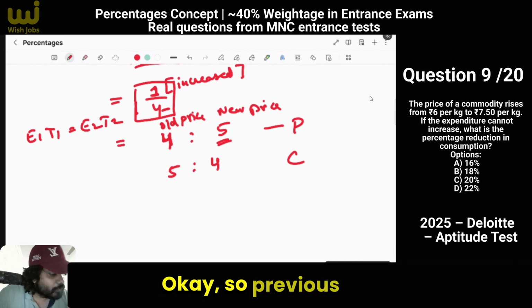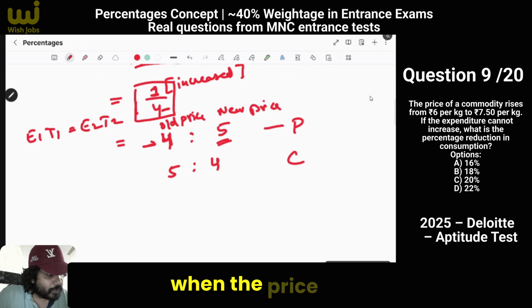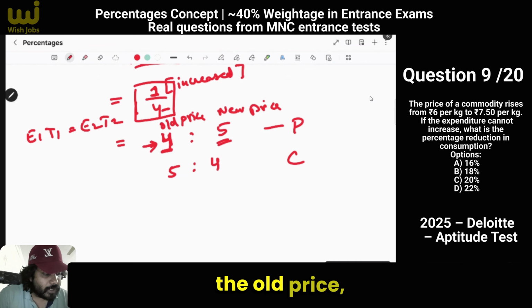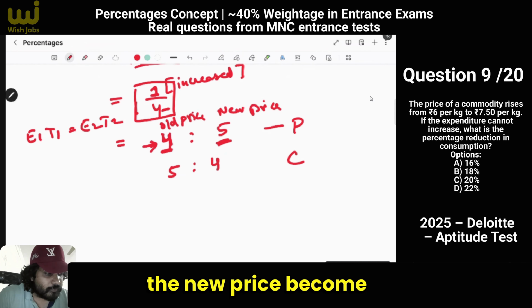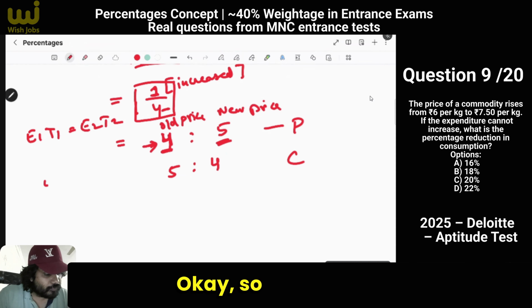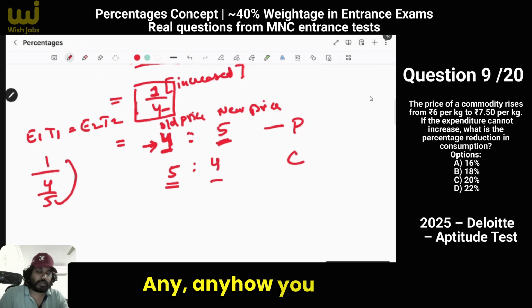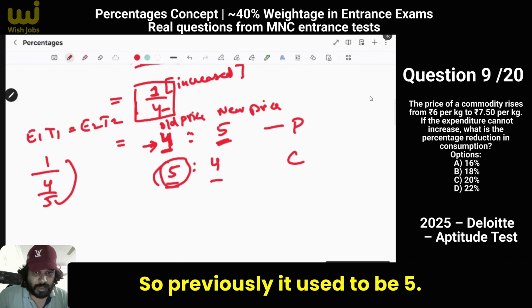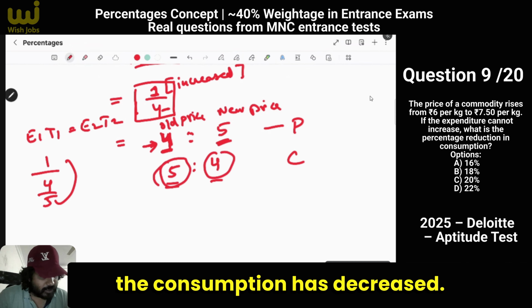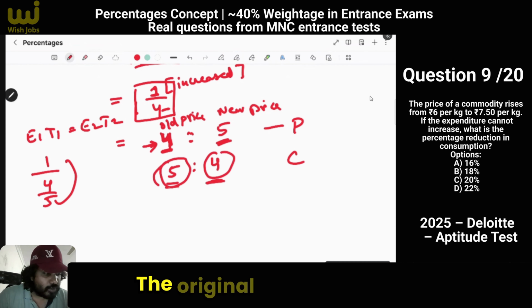Okay, so when the price is 4, the old price, the new price becomes 5. So 4 by 5, but P and C are inversely proportional, so it will become 5:4, or else you can write 4:5, 5:4, anyhow you can write. So previously it used to be 5, because the price increased, the consumption has decreased, so the final value became 4, the original value became 5.